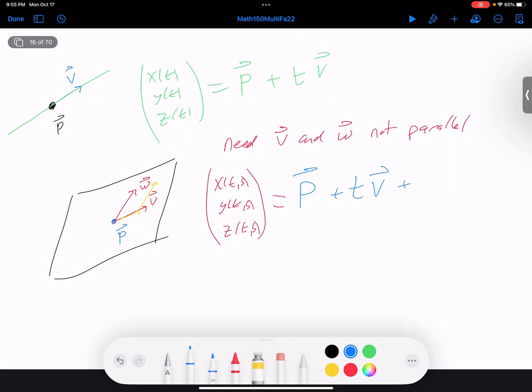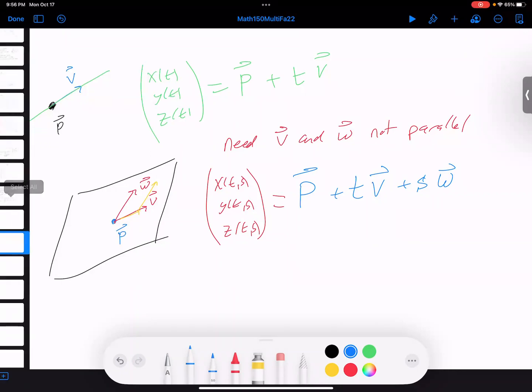Plus s times W. t is how much I'm moving in the V direction, and s is how much I'm moving in the W direction. So this is a great way to do the equation of a plane. You give me a base point and two directions V and W, and I can get anything like that. So it's actually not that bad to write equations of planes. Now, there is another way.